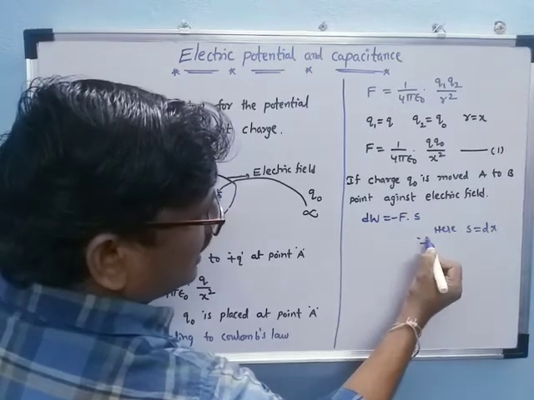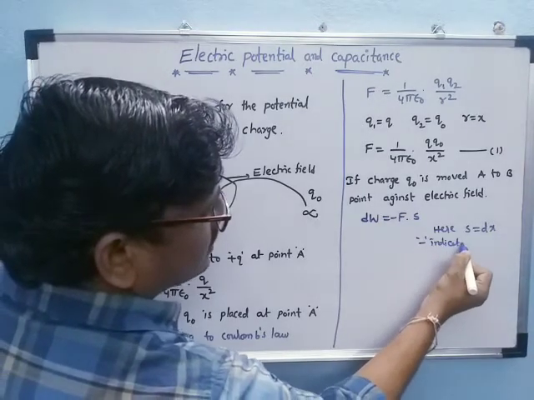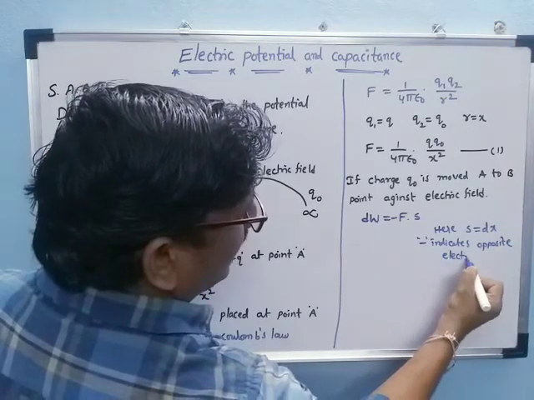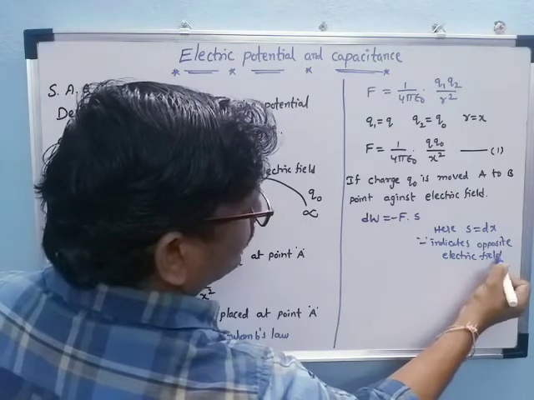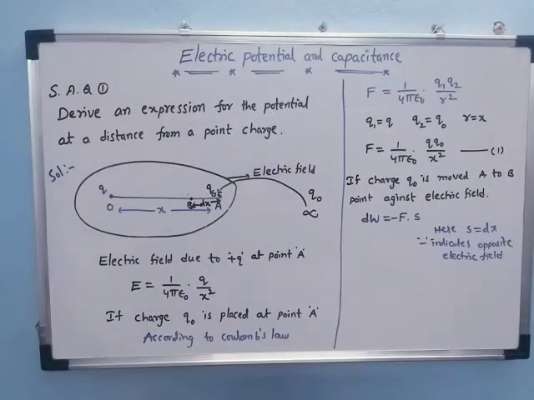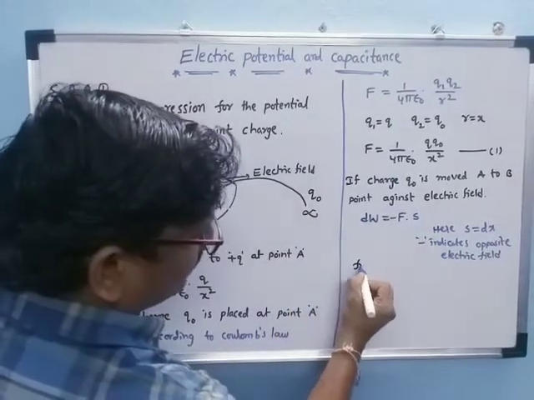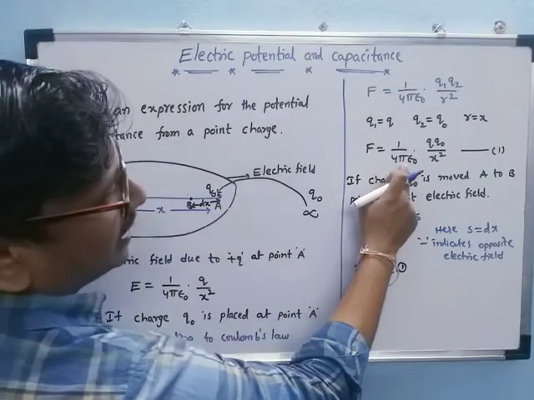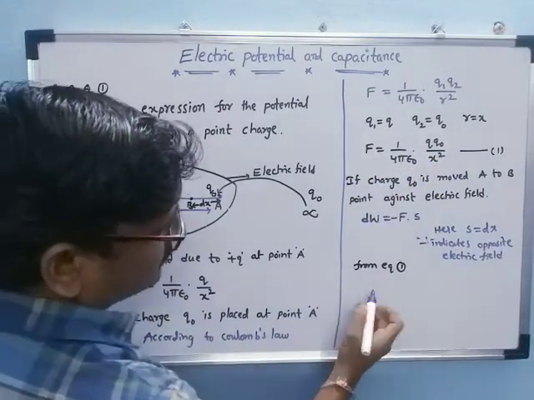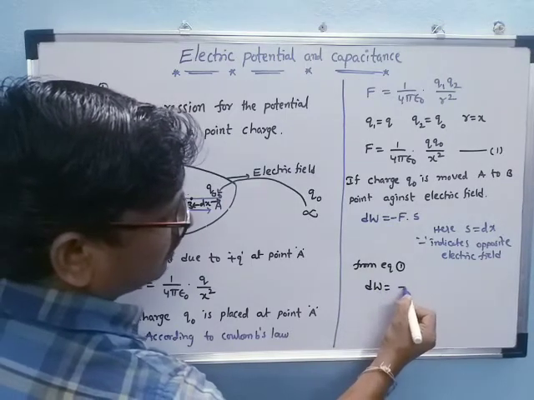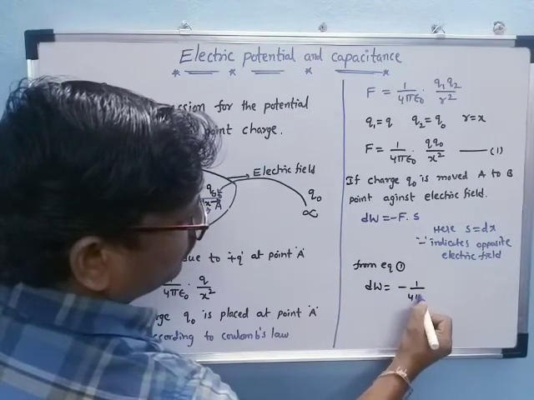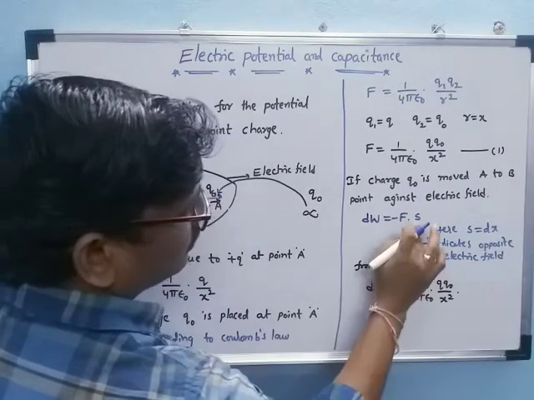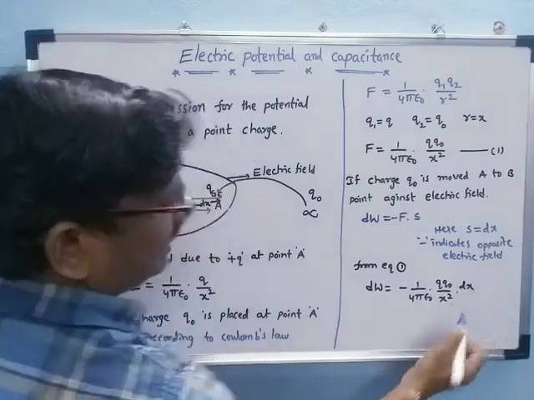This minus indicates opposite to the electric field. Now substitute the values from equation 1. What is there? F is equal to 1 by 4 pi epsilon naught q naught by x square. Then substitute here: dW is equal to minus 1 by 4 pi epsilon naught q naught by x square into the displacement dx.